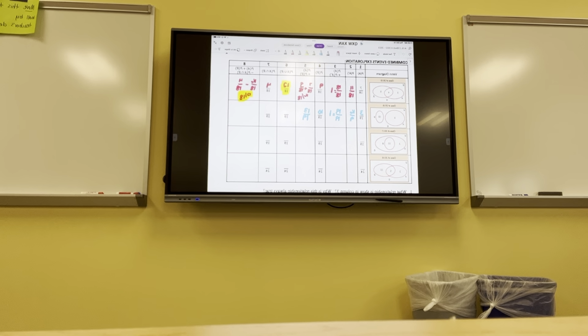A union B, in this case, they have no overlap, so it's 13 out of 19. It's just 10 plus 3. Intersect, they have no intersect, so it's 0. And then we take A plus B from column 5, which is 13 out of 19 minus 0, which is just going to be 13 out of 19.